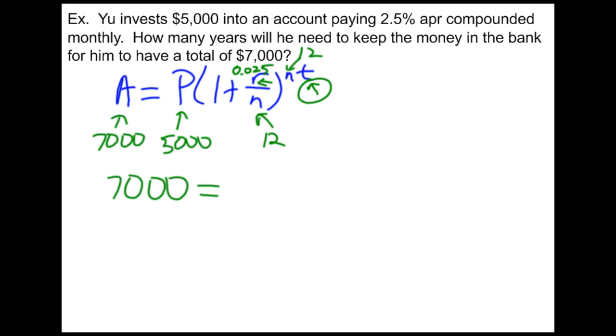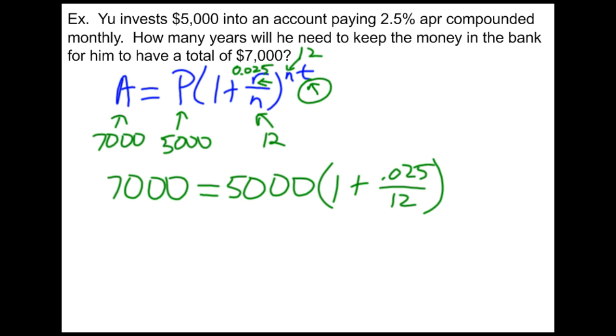All right, so let's fill in this formula and make it look a little bit more appetizing. I get 7,000 equals 5,000, parenthesis, 1 plus 0.025 over 12, to the 12t power. I'm going to solve for t now. Now, before I do that, I'm going to have to do a little bit of math here. I need to condense this into one single base, all right?